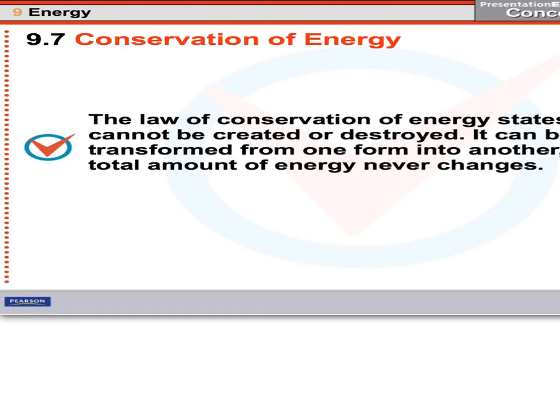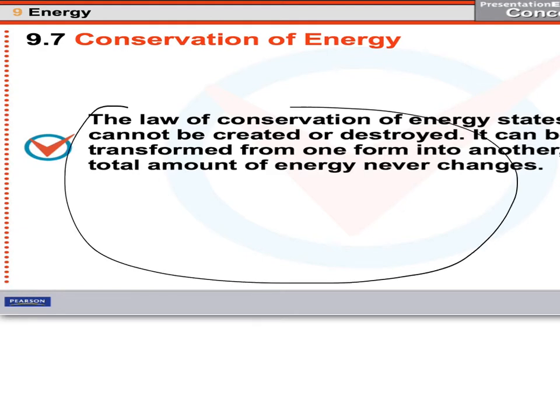Law of conservation of energy. This is a big one. The law of conservation of energy states that energy cannot be created or destroyed. It can only transfer between states. The total amount of energy never changes. This is the key concept to maybe all of physics. All of physics breaks down into this one law, that you're not losing or destroying anything. It's just transferring between states.